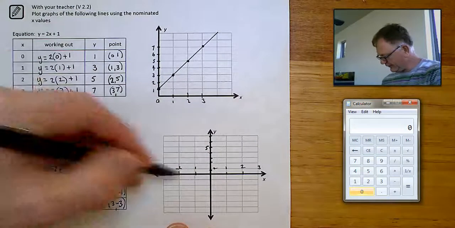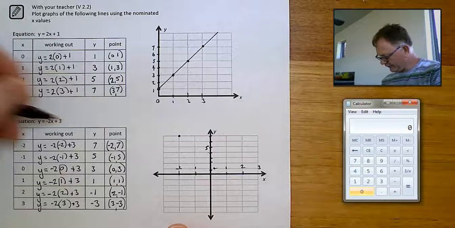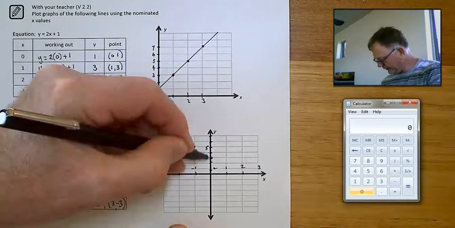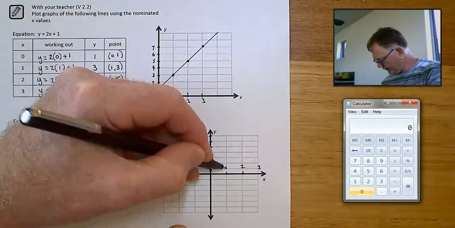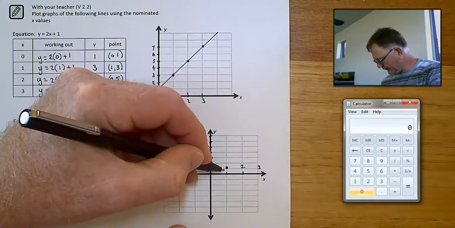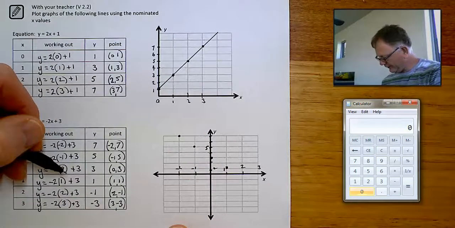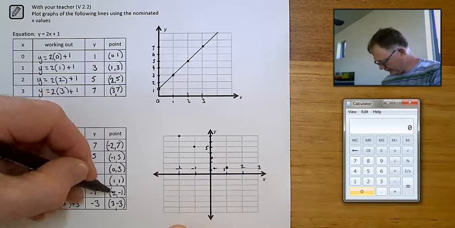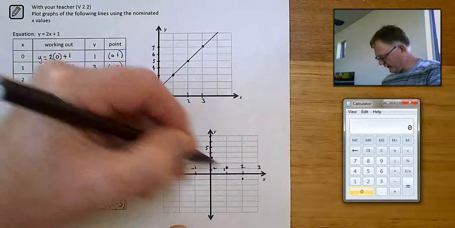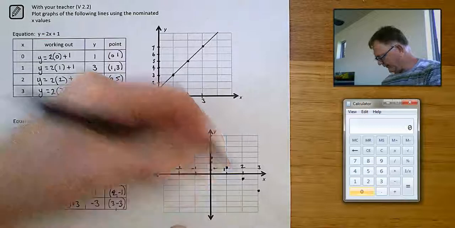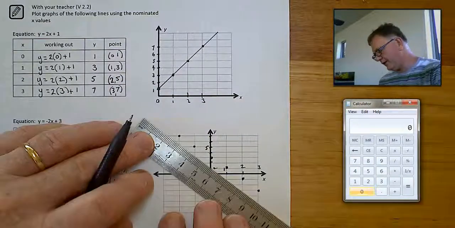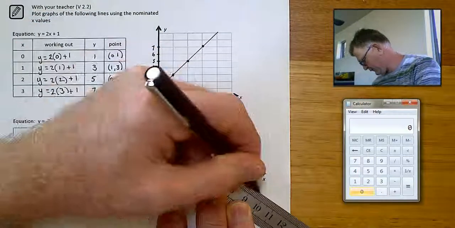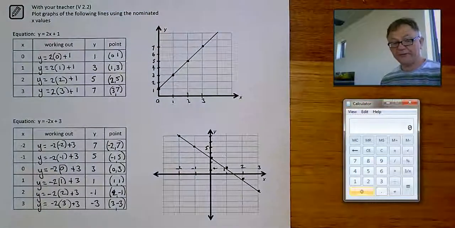The point (-2, 7) is on the graph. The point (-1, 5) is on the graph. The point (0, 3) is on the graph. Point (1, 1) is on the graph. The point (2, -1) and (3, -3). And I think you can see I've got a straight line of points there, and I can rule a straight line through them. Have a go at doing some of these yourself.